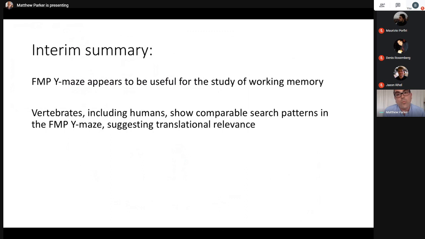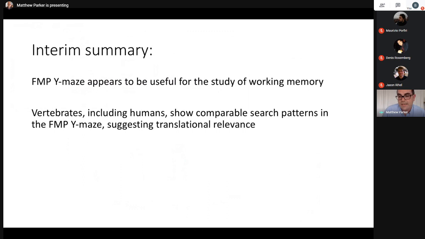For example, if we're looking at zebrafish models of neurodegenerative disorders, or even some of the neuropsychiatric or neurodevelopmental disorders that I mentioned at the beginning, it may be that the FMPY maze is a very useful tool to use, especially as we're able, after looking at zebrafish, to go and look at whether humans that share those conditions have similar kinds of disruptions to their search patterns. And of course, this is something that's currently underway in my group.